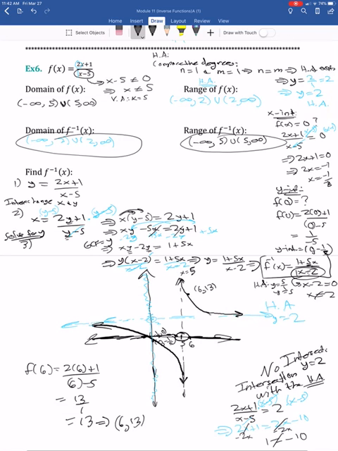Negative infinity to 5 and 5 to infinity. So you can graph it and see it. You can graph in that function to show that, and you can even see the symmetry with the line y equal x. So again, it'll be a good one to go graph and sketch just to show that characteristic.